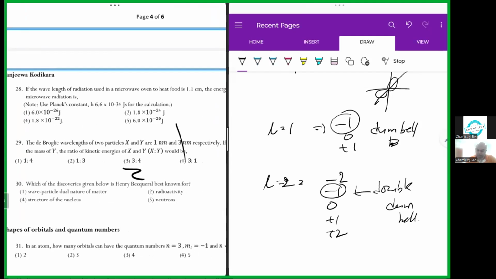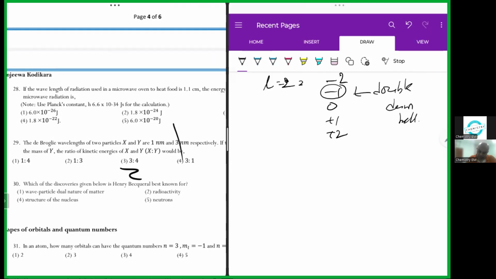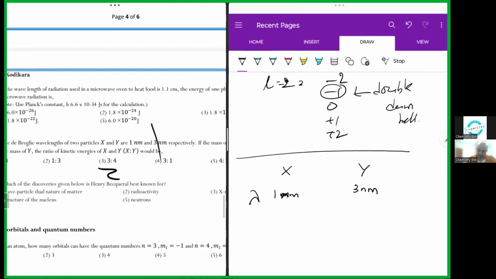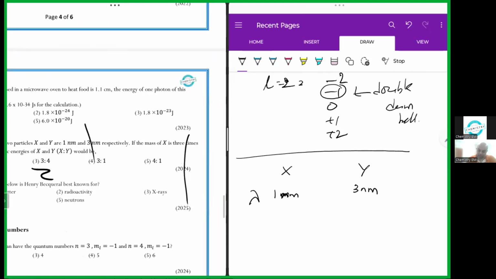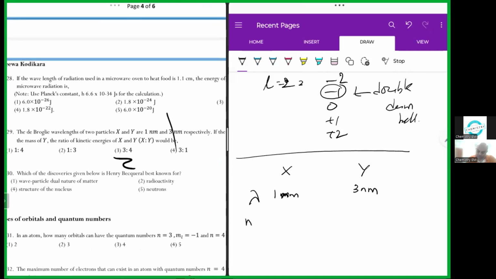This is a good problem. Many students got it wrong this time. So the de Broglie wavelengths of two particles X and Y. We are talking about X and Y, right? De Broglie wavelength means lambda. X is 1 nanometer. Here this is 3 nanometer. If the mass of X is 3 times the mass of Y, so the mass is M. Let's say if this is My, this is 3My, right?